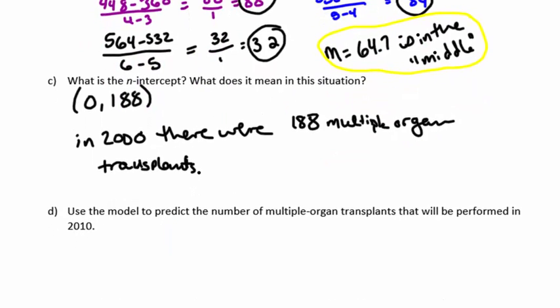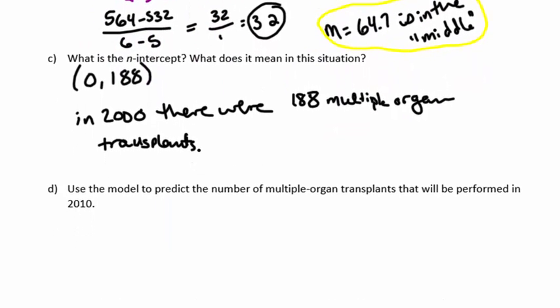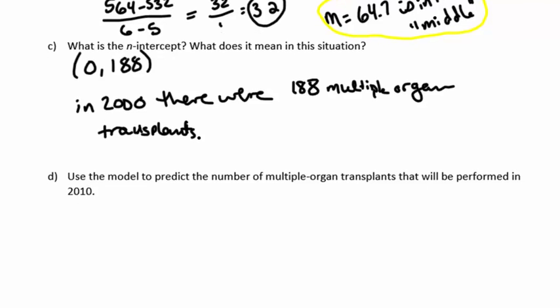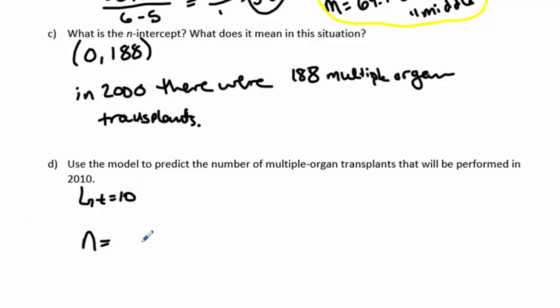Next, we want to use the model to predict the number of multiple organ transplants to be performed in 2010. So for 2010, we're going to plug in a t-value of 10 years since 2000. So we'll have n equals 64.7 times 10 plus 188. So we predict that there will be 835 multiple organ transplants in 2010.